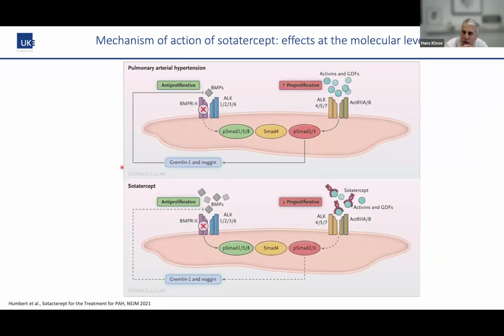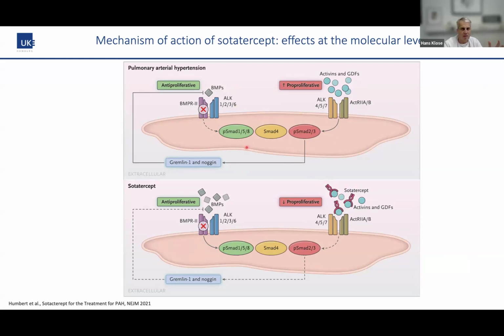Probably the majority of you, and I think all of you, know the first in-class anti-proliferative drug. So it's sotatercept, and the rest of the meeting we will talk about sotatercept. And sotatercept is the first approved drug with clearly anti-proliferative effects. And this is the mode of action here.